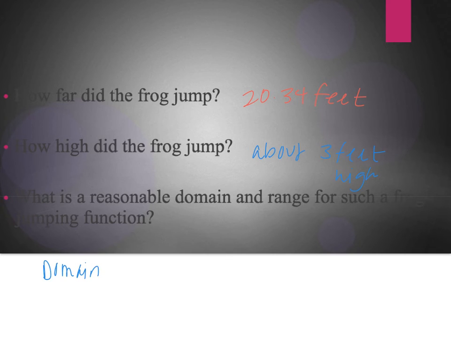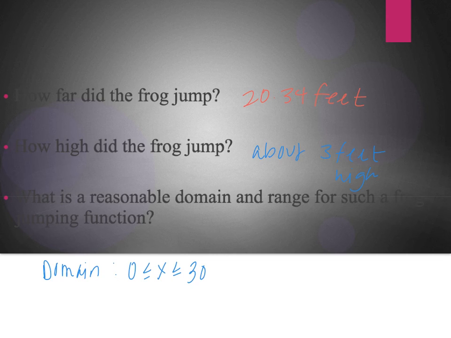So a reasonable domain for the frog jumping: notice the least value that we used was 0. And the farthest that the frog jumped was 20 feet. So we can just go a little bit further so that we could be sure to see the entire graph. So we could say 0 is less than or equal to x is less than or equal to 30. And that's pretty reasonable because it stopped at 20 feet, and we can just go a little bit over just to be sure that we see as much as we can.